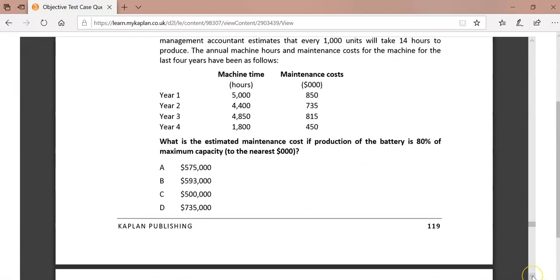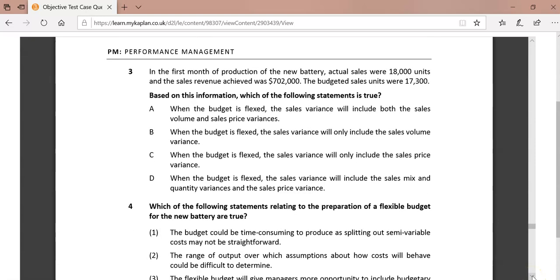Right, so let's carry on here. It says, in the first month of production, actual sales were 18,000, and the sales revenue achieved was 702. The budgeted sales unit was 17,300. So the key question here is, which is true?